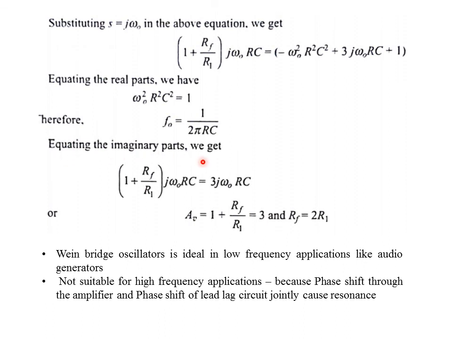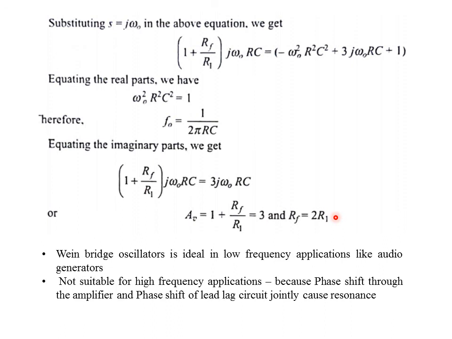Similarly, when you equate the imaginary parts, you will be getting 1 plus Rf by R1 times j omega naught RC. So j omega naught can get cancelled, right? So automatically you will be getting AV equal to 1 plus Rf by R1. This 1 plus Rf by R1 will be equal to 3, which is nothing but the gain of the amplifier AV. So Rf is equal to 2 times R1. When you choose the value of Rf equal to 2 times R1, you will be getting the amplifier gain as 3. Maintaining the amplifier gain as 3 will ensure that the Wien bridge oscillator will produce sustained oscillations.